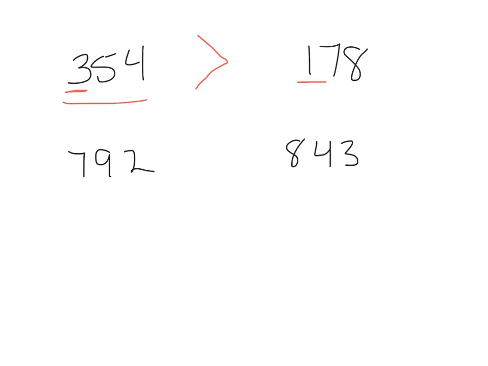Well, I'm going to look at my largest place value, which once again is the hundreds place for both of them. And I'm going to look at 7 or 8, which one is bigger? Well, my 8 is a bigger number. So as I would read this, my number on the right is smaller than my number on the left, so it would be 792 is less than 843.